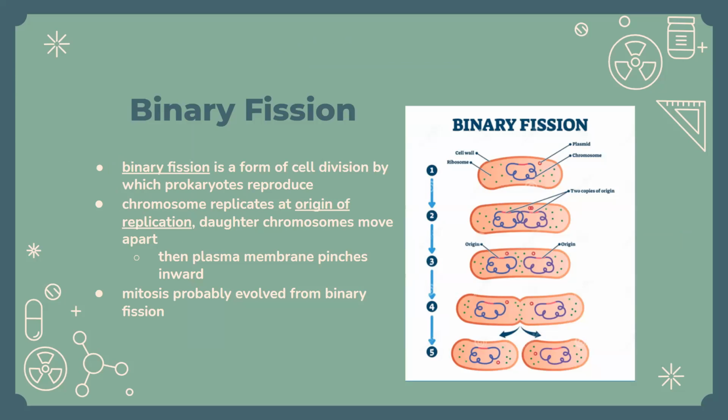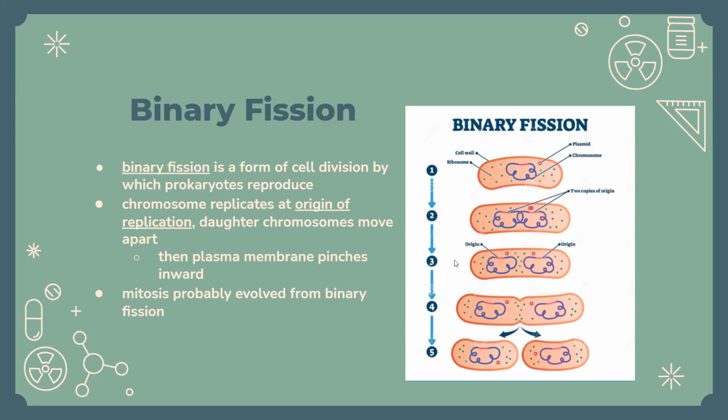Okay, this is a unique form of cell division called binary fission. And binary fission is the form of cell division through which prokaryotes reproduce. Essentially, the single chromosome in the prokaryotic cell will replicate at a point called the origin of replication. And daughter chromosomes will begin to move apart after it's replicated. And finally, when the two chromosomes are separate, then the plasma membrane will pinch inward and form two separate cells.